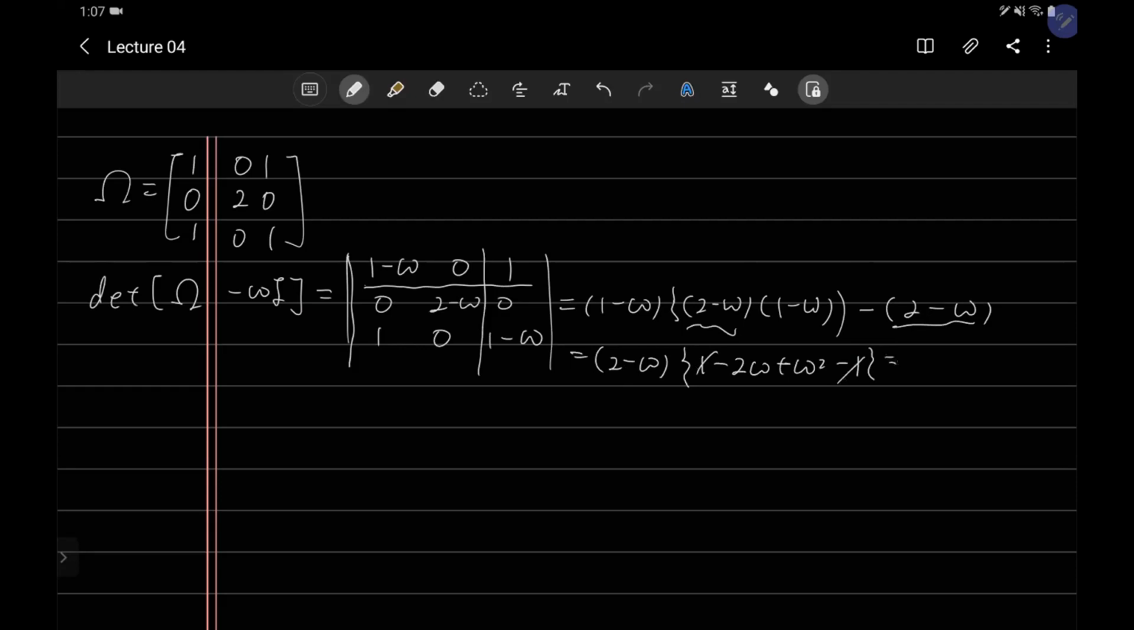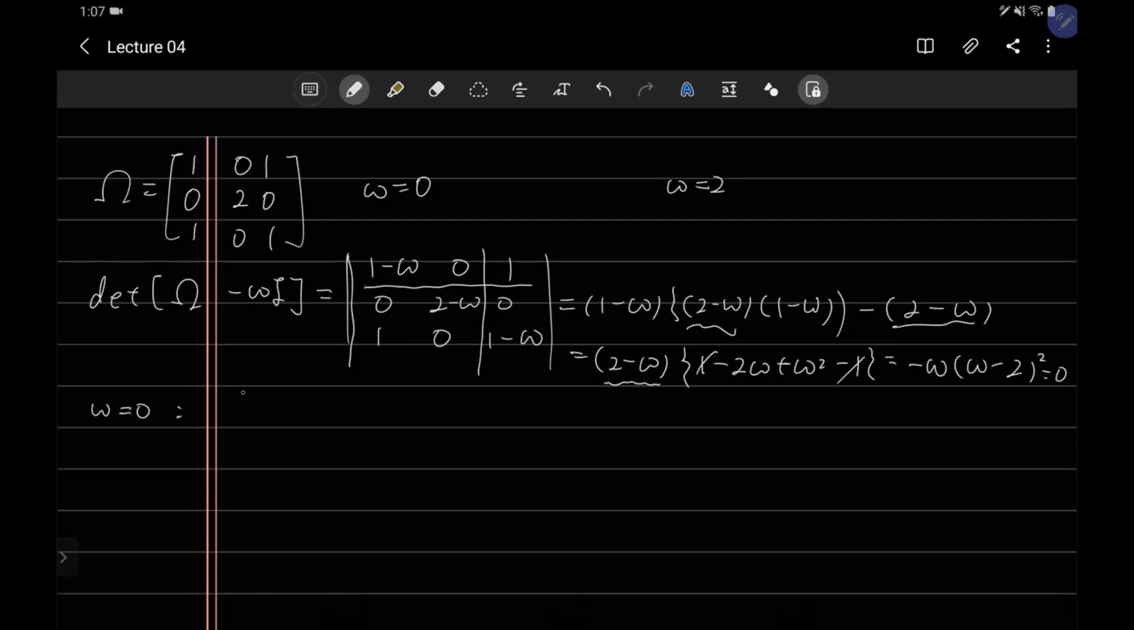So finally, for this one, this can be collected as omega times omega minus 2. And we also note that this is also another omega minus 2 with a minus sign in front of it. So from this, we obtain the fact that for this determinant to be 0, either omega equals 0 or omega equals 2 is the solution. So let's find out the eigenvector corresponding to omega equals 0.